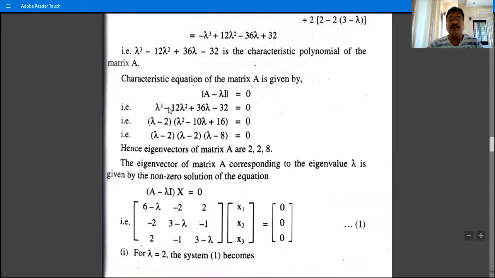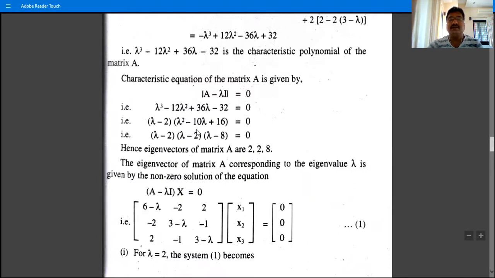Then we have to find the roots of this equation. That is, we have to find the values of lambda. This is the cubic equation, the equation of degree 3. So we have 3 eigenvalues. Okay, so how can we find them? We can find them by using synthetic division.